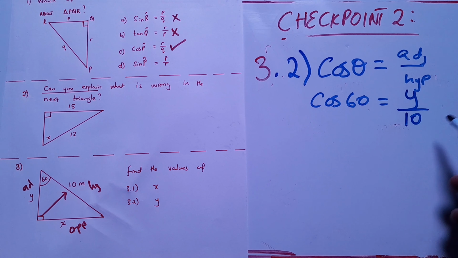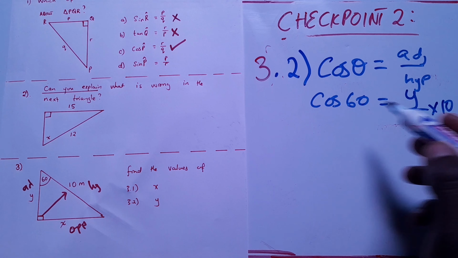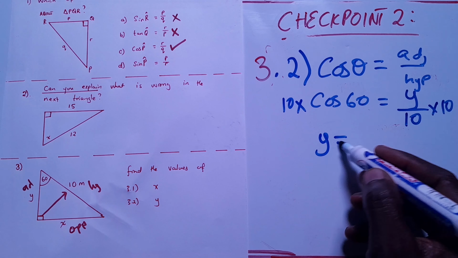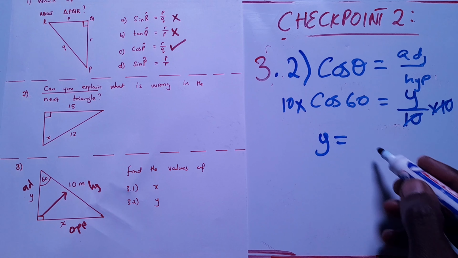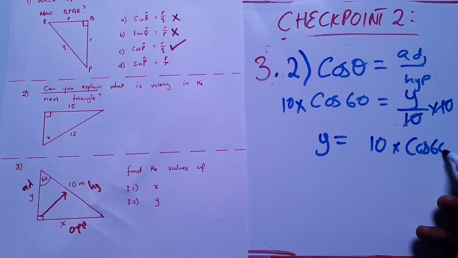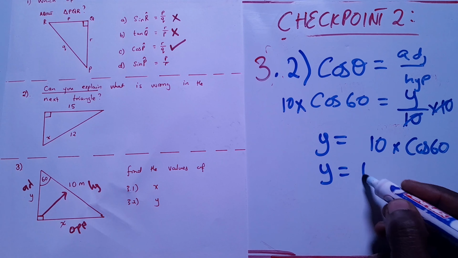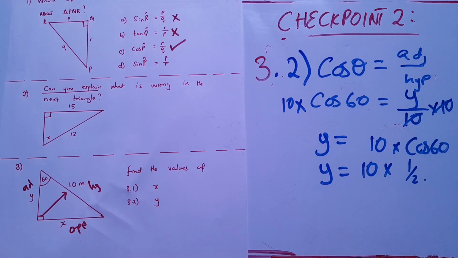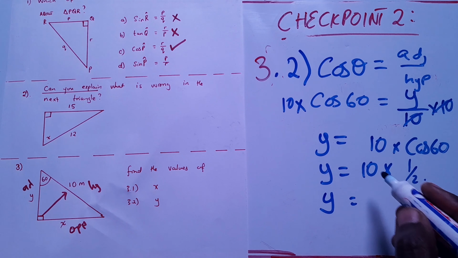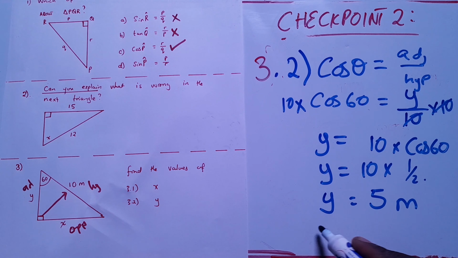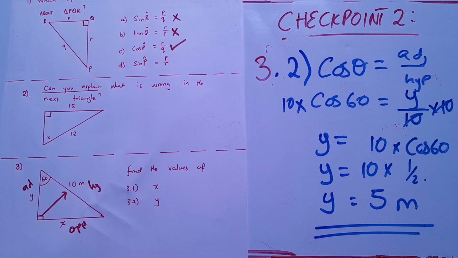Again, to get rid of this 10, we're going to multiply both sides by 10. So our value of y will be equals to 10 multiplied by the cos of 60. When you punch cos of 60 in the calculator, you get half. So our y will be equals to 10 multiplied by half, giving us 5 meters. So our value of y is 5 meters.